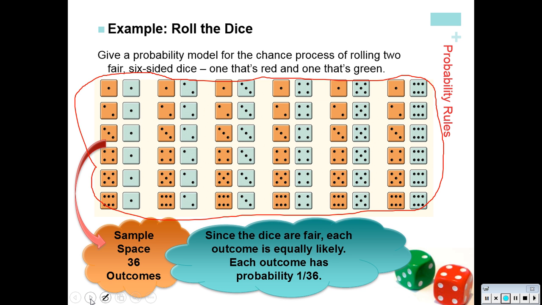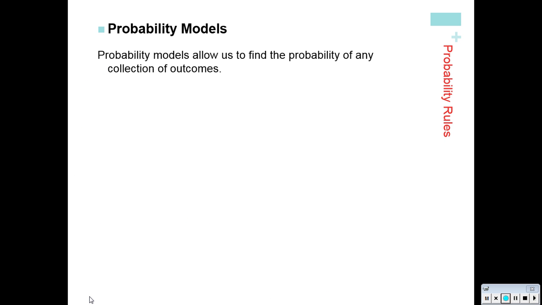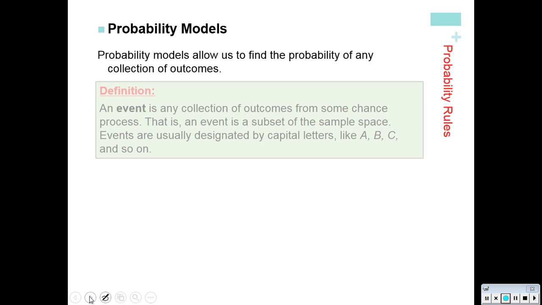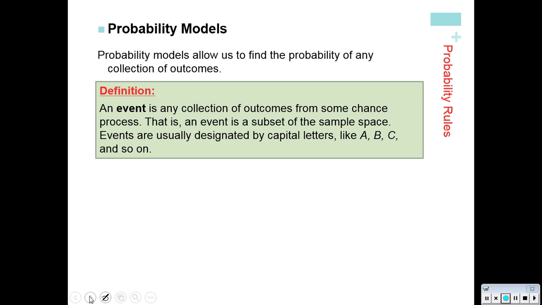And then it says, since the dice are fair, each outcome is equally likely, meaning that the probability of each one of these individual possibilities occurring is 1 out of 36. So a probability model allows you to find the probability of any collection of outcomes.